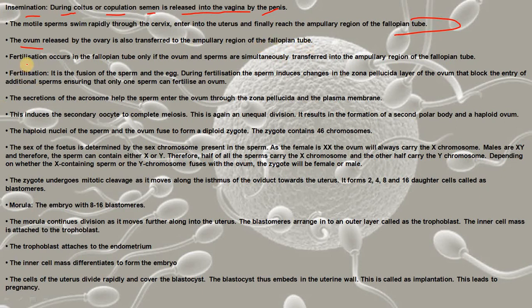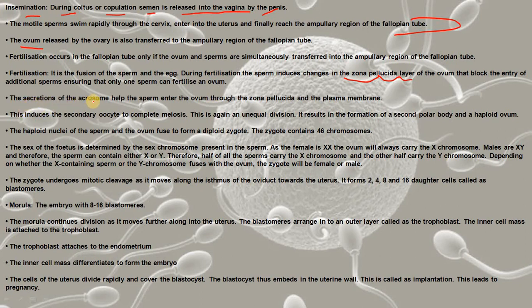tube. The fertilization occurs in the fallopian tube only if the ovum and the sperms are simultaneously transferred into the ampullary region of the fallopian tube. What is fertilization? It is the fusion of the sperm and the egg. During the fertilization, the sperm induces changes in the zona pellucida layer of the ovum that block the entry of the additional sperms, ensuring that only one sperm can fertilize an ovum.